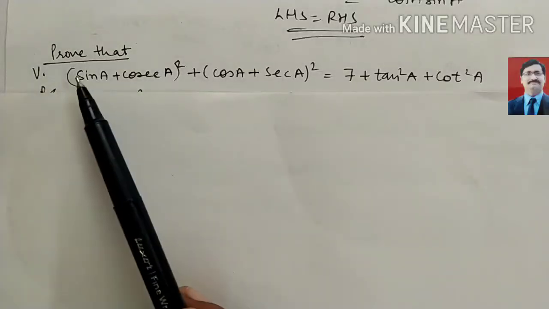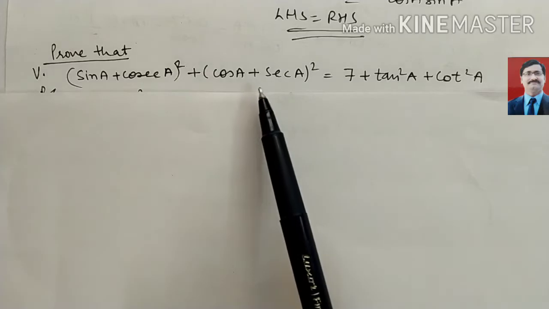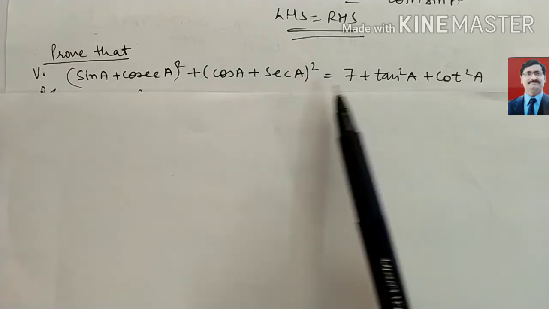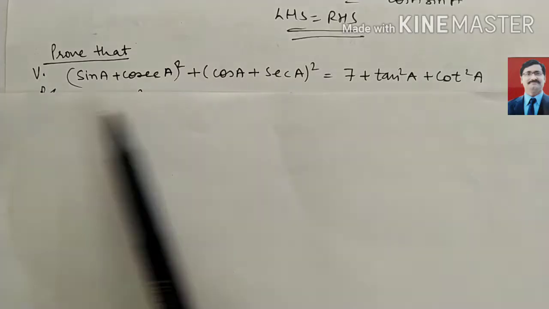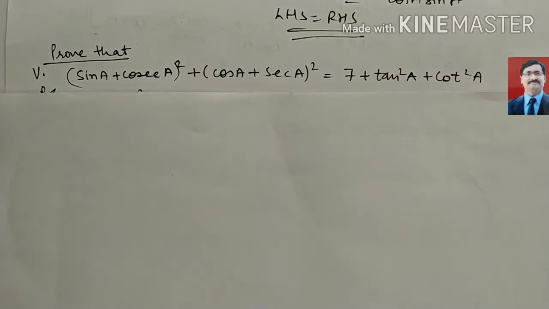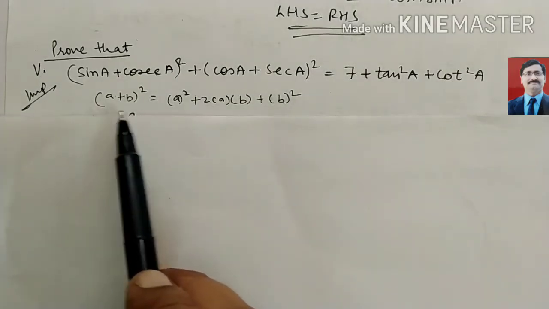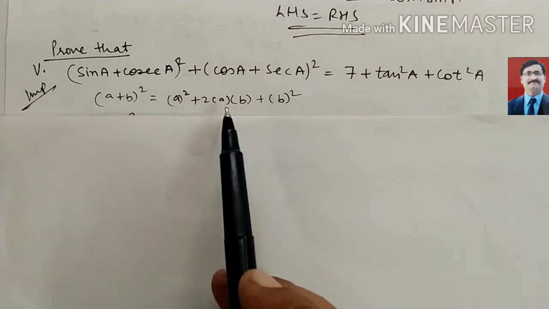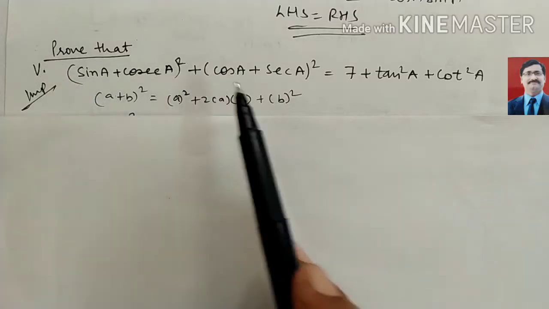Look here, all of you, we have to prove that (sin A plus cosec A) whole square plus (cos A plus sec A) whole square equals 7 plus tan square A plus cot square A. This is a very important question, and first of all we will use the formula (A plus B) whole square is A square plus 2AB plus B square. We will use this formula in these two brackets.